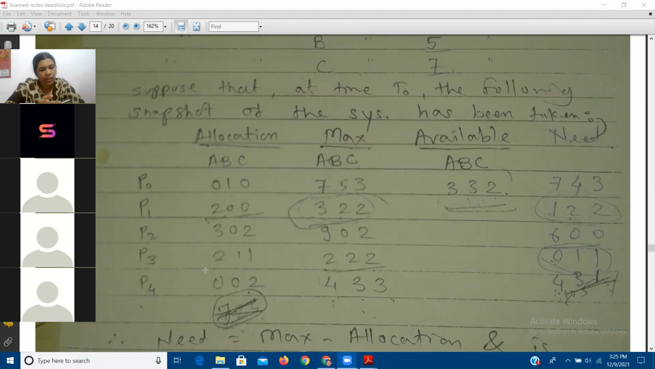Yes. Vedangi posted P1, P3, P4, P2, P0. Good. 3, 2, 2. So at last you got 10, 5, 7. Good. So Vedangi has posted one more safe sequence. So I will post it on both the groups. Good, Vedangi. Others.